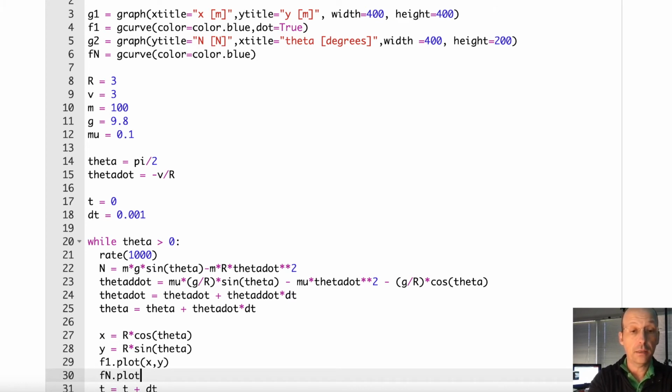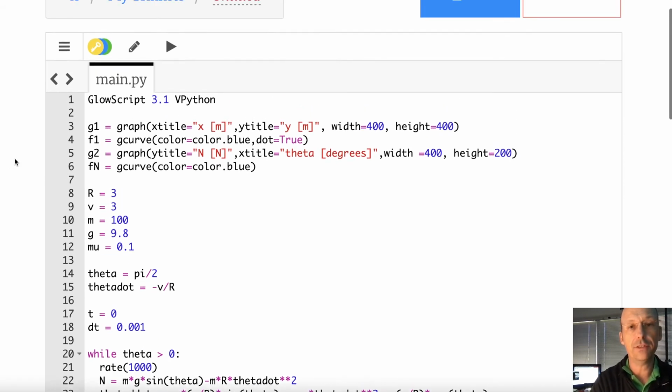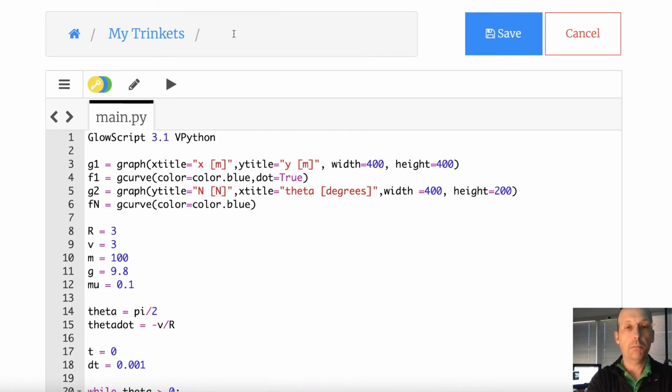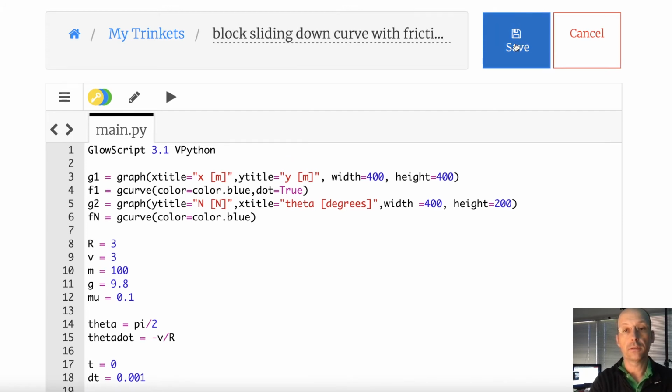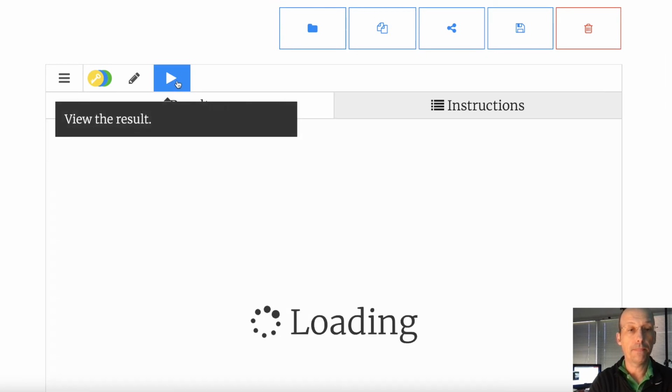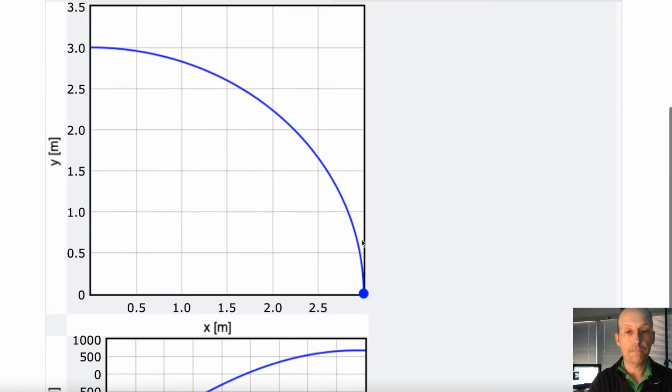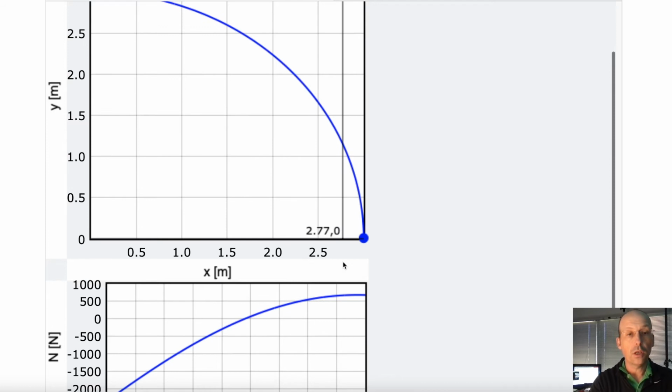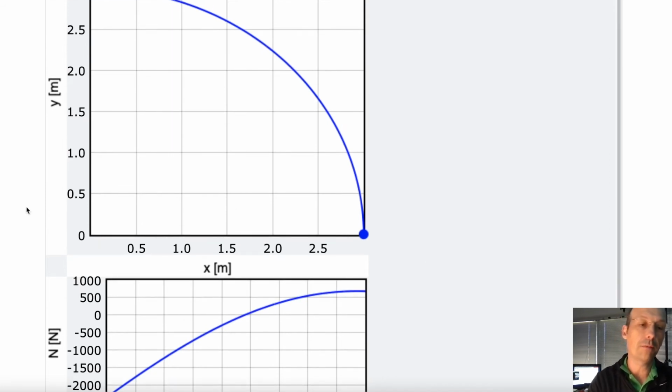Fn dot plot. My x coordinate is going to be theta, but I want it in degrees. So I can say theta times 180 divided by pi, and then n. Let's see what happens. I'd never saved this. Block, sliding, down, curve with friction. Okay, now run it. So this looks weird, but it's not.